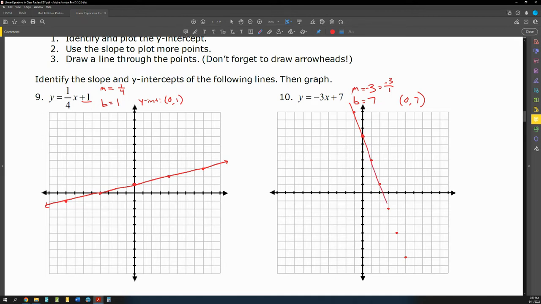Go ahead and draw your line as straight as you can. Use that straight edge. Draw in those arrowheads, and we've got the line. y equals negative 3x plus 7.